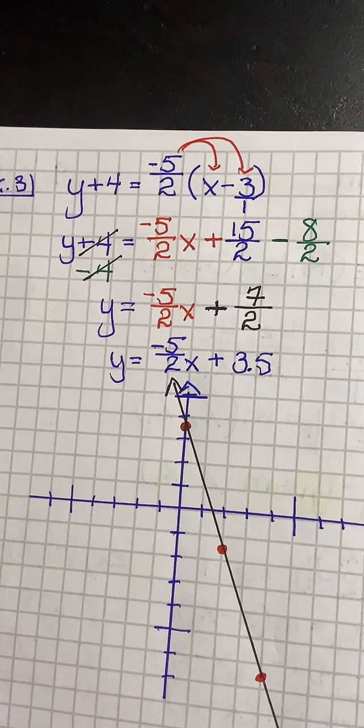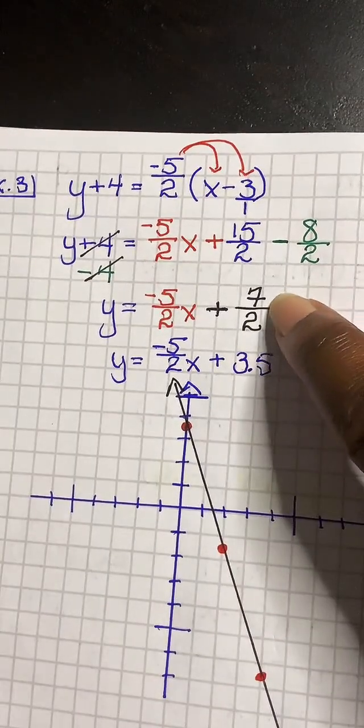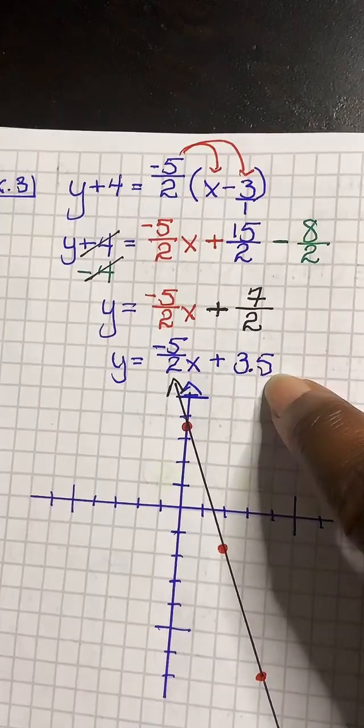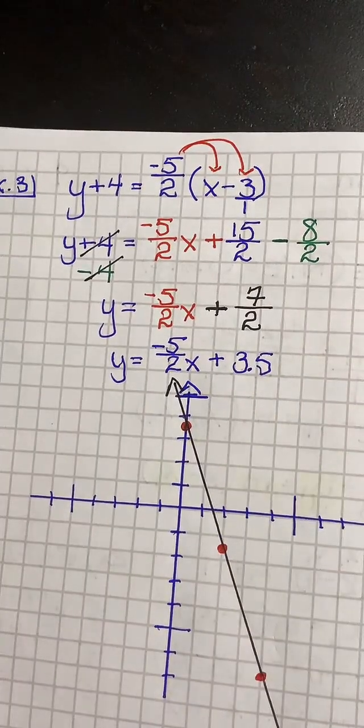Where did I get the 2.5? You mean the 3.5. When you divide 7 divided by 2, that will give you your 3.5. Okay, cool.